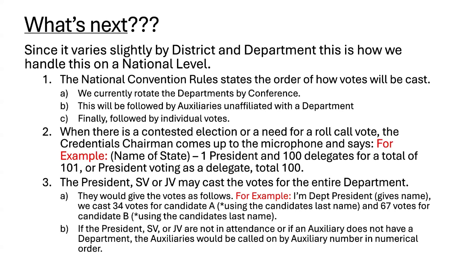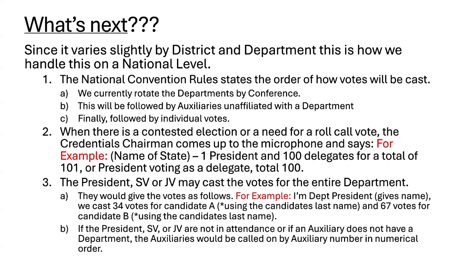When there is a contested election or a need for a roll call vote, the credentials chairman comes up to the microphone and says, for example, the name of their state, one president and 100 delegates for a total of 101. The president voting as a delegate for a total of 100. The president, senior vice, or junior vice may cast the votes for the entire department.